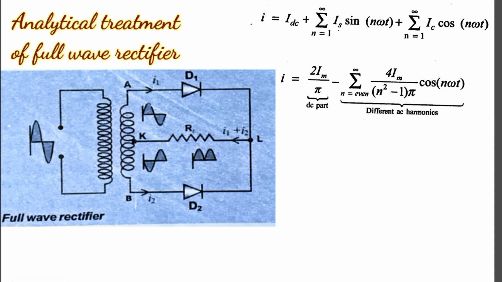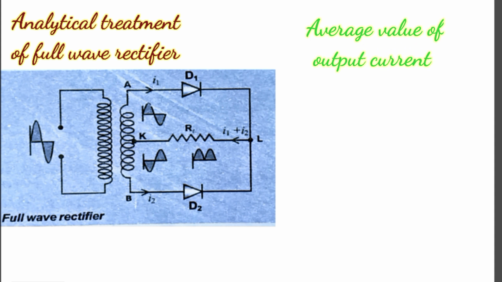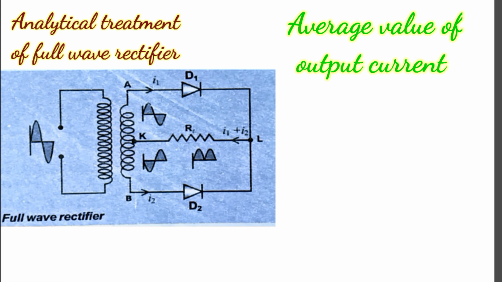On solving, we get I equals 2Im upon pi, which is the DC part, minus the sum over n equals all even numbers up to infinity of 4Im upon (n square minus 1) into pi, cos n omega t, which are the different AC harmonics. Now let us calculate the average value of the output current.